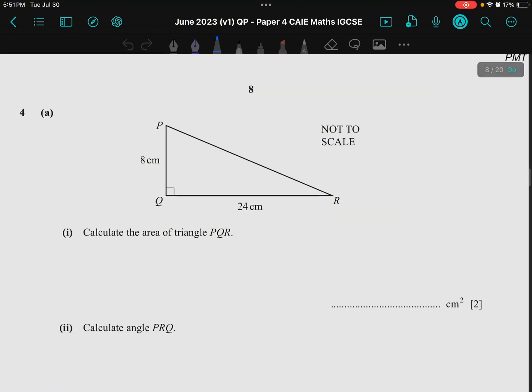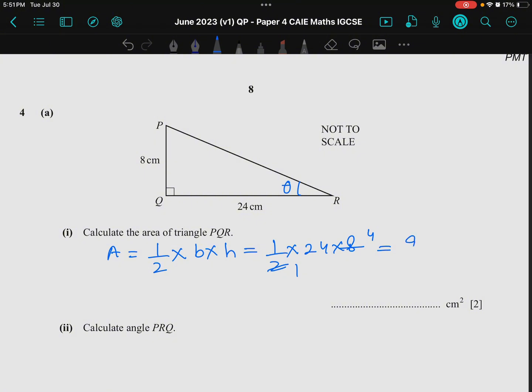Okay, coming to question number 4, it says calculate the area of the triangle. It's very easy. First, let's say this is theta. For area, we all know area is equal to, for a right angle triangle, half into base into height. So half, base is 24, height is 8, 2 1s are 2, so 24 into 4 will give me 96 centimeters square. This is the area.